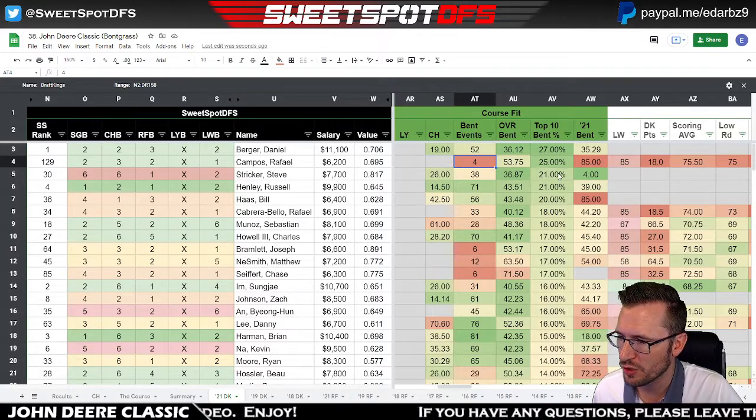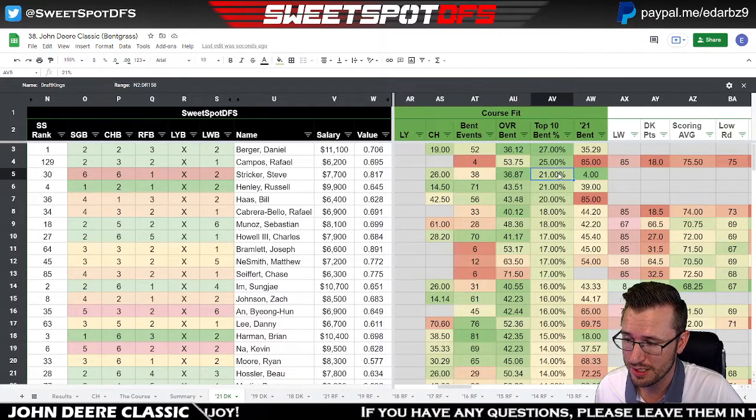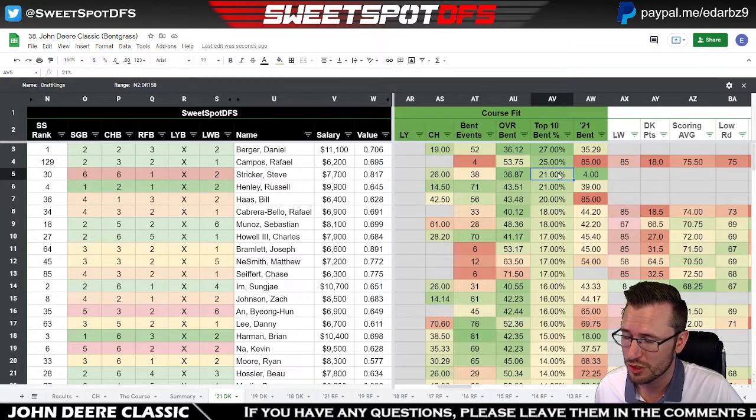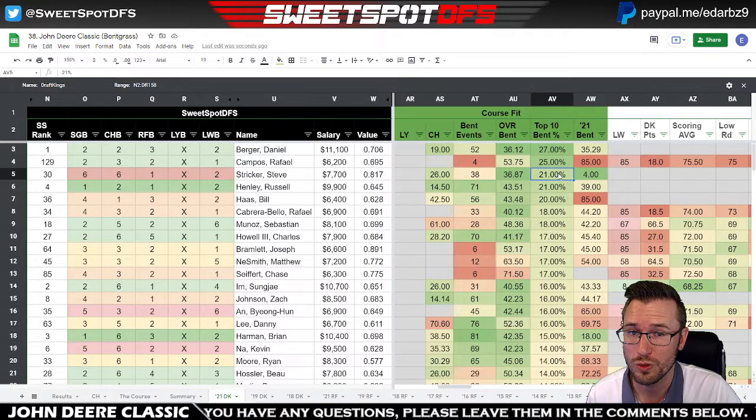Then we have Steve Stricker, 21% top 10 success rate. He is a little bit of an elder statesman. Just giving you a heads up. He plays on the Champions Tour if you're not aware.